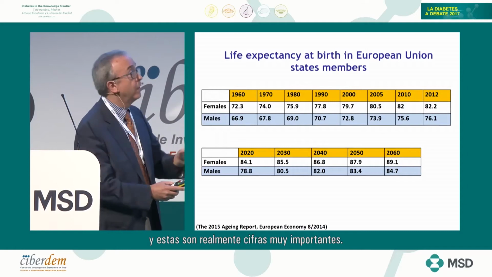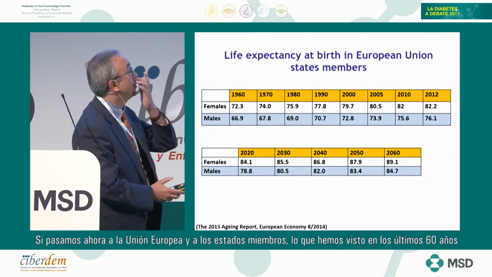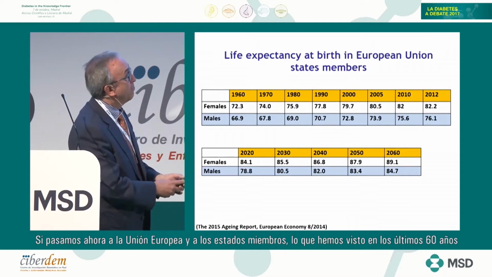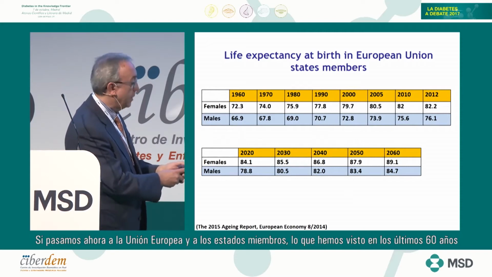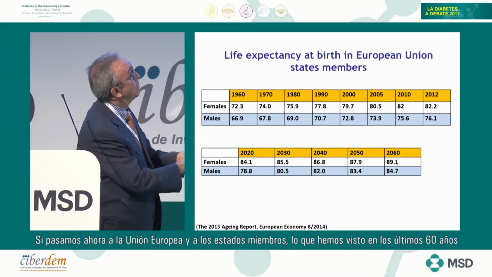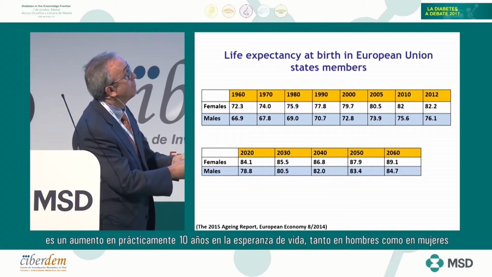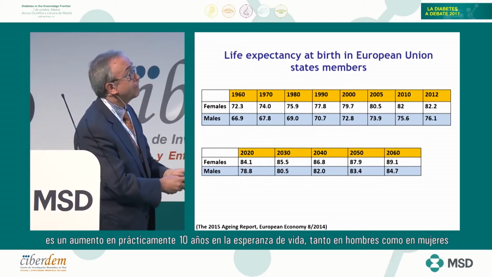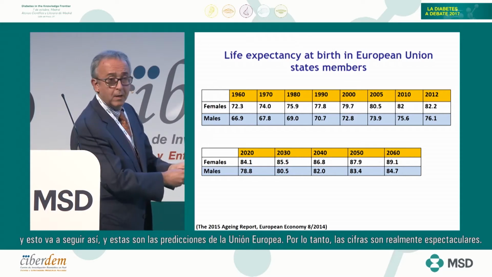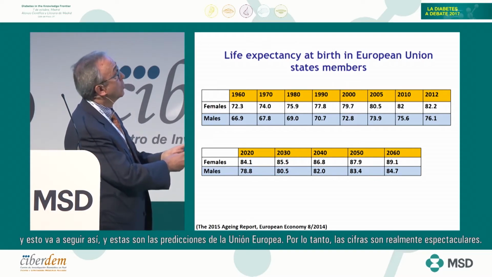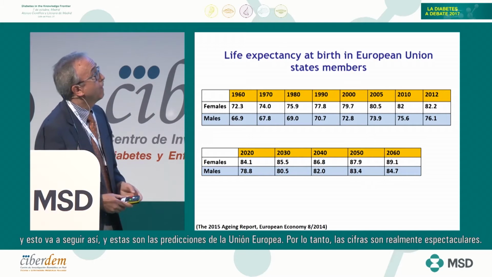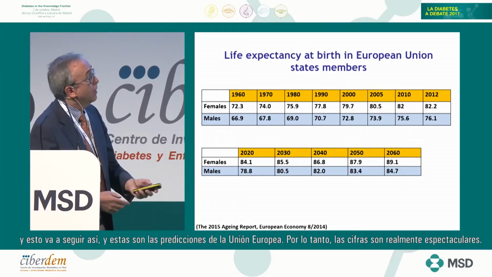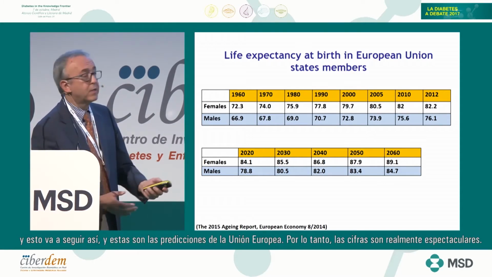If we go to the European Union state members, what we have seen in the last almost 60 years is an increase of almost 10 years in the life expectancy, both in women and in men. And this is going to continue. And those are the predictions from the European Union. So the numbers are really spectacular.